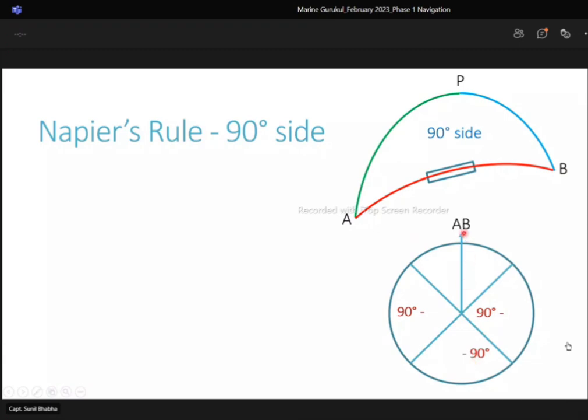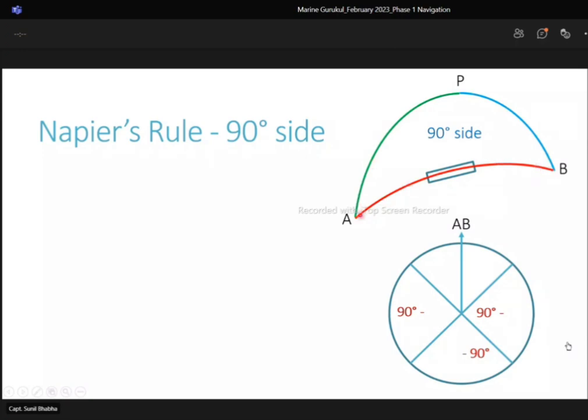Now let's note down the 90 degree part on top. In this case, we have side AB as the 90 degree part. We write that on top of the cartwheel. Now we can start to fill up the parts of the cartwheel. Starting from side AB, we move clockwise in this particular triangle.